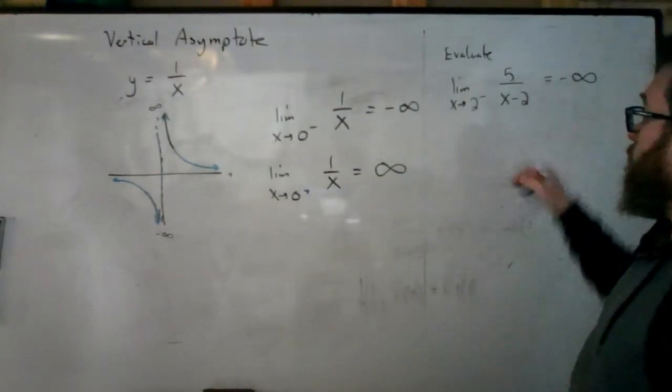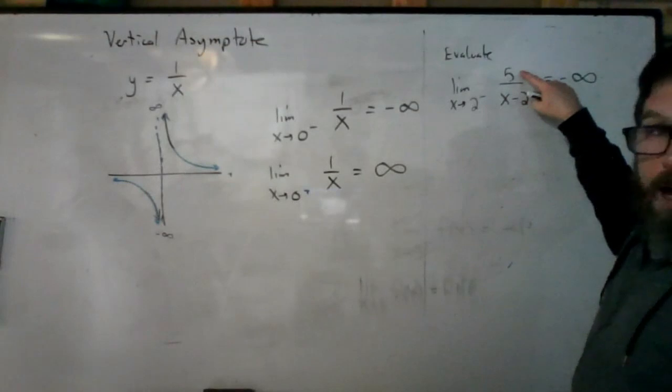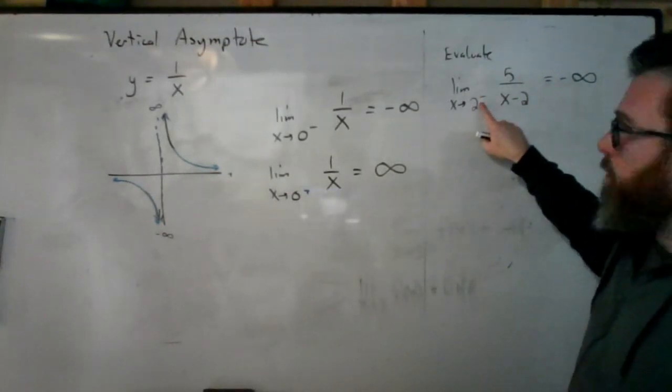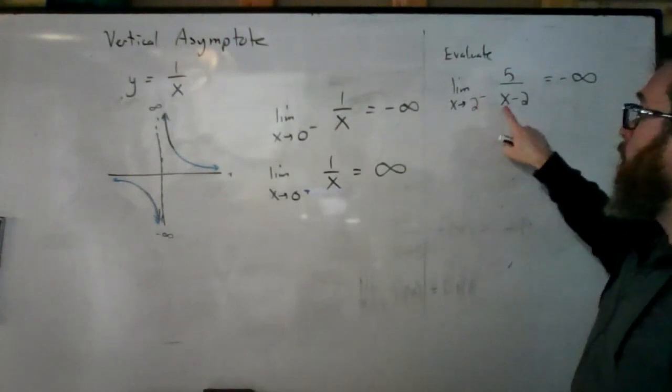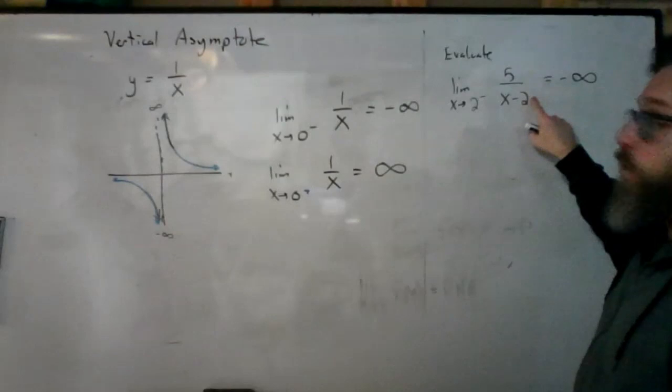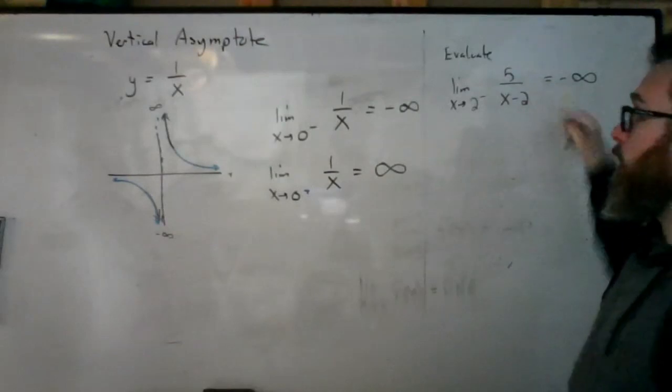So keeping track of the signs, we can see that the top is going to be positive, and if I'm picking a number below 2, just an easy number, let's say 1 is less than 2, 1 minus 2 is going to be a negative number. So this is going to be a positive over a negative, which means negative infinity.